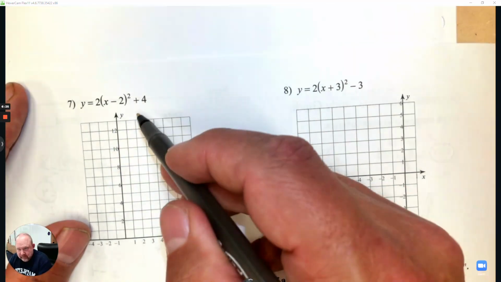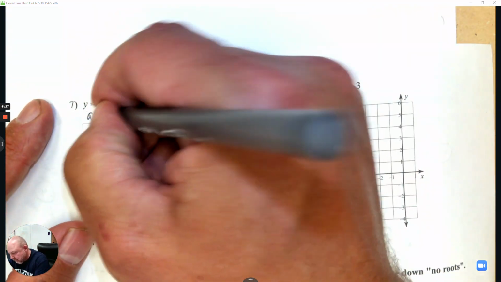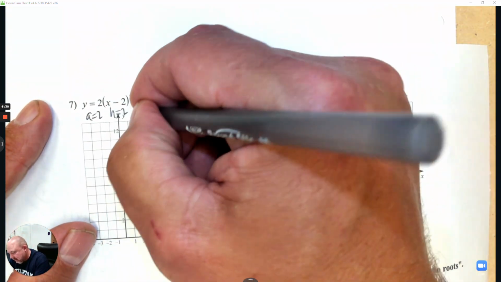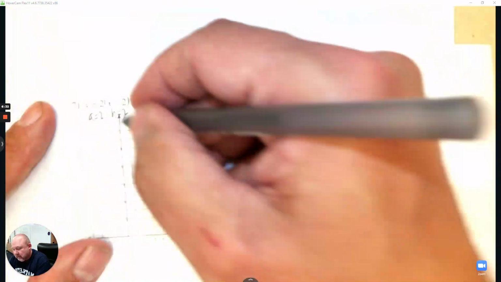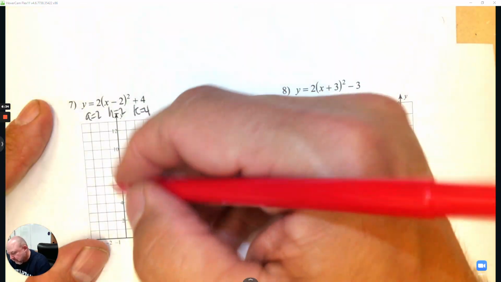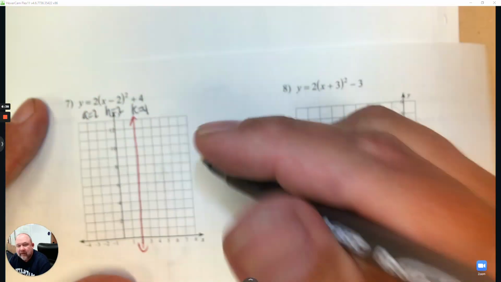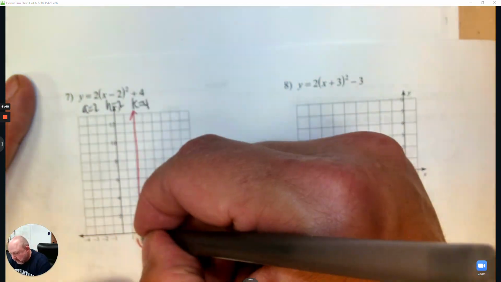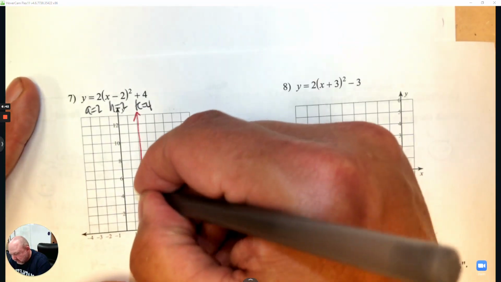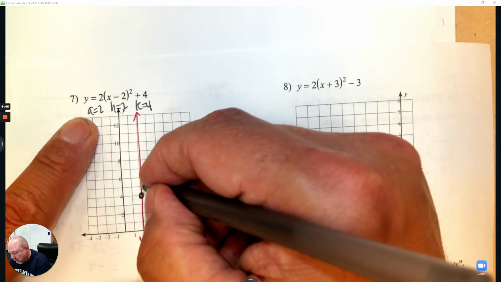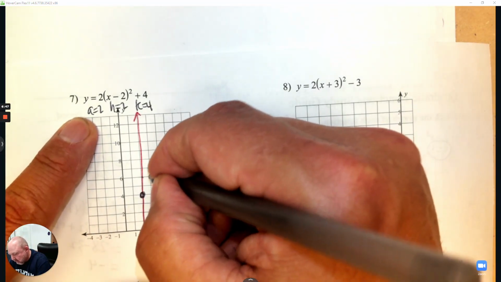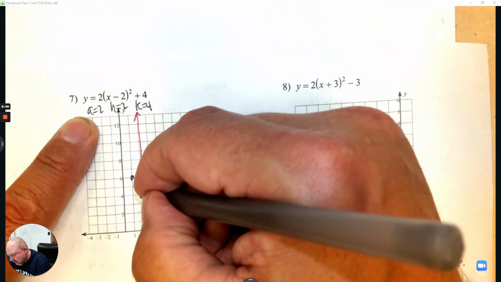Again, I see parentheses. So A is equal to 2, H is equal to 2, K is equal to 4. So 2 is where I draw my axis of symmetry. 4 is where I go on that line for my vertex. And then A tells me to go up 2 and to the right one and to the left one, and then draw my parabola.